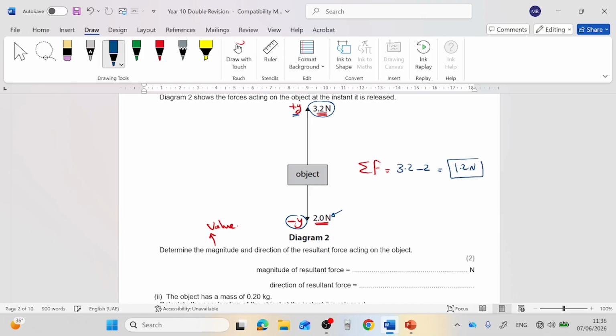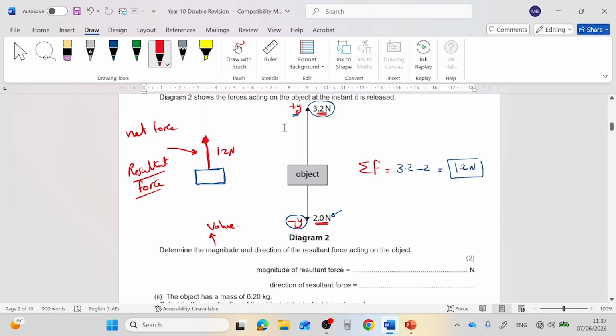What does it mean? It means that we can just use the same object, but instead of using two forces to act on it, we can just use one force. Its value is 1.2 Newton, which points up, and it will produce the same effect done by the two forces. This is the reason that this force is called the net force, or sometimes the resultant force. What's meant by the resultant force? It is a single force which produces the same effect done by two or more forces.